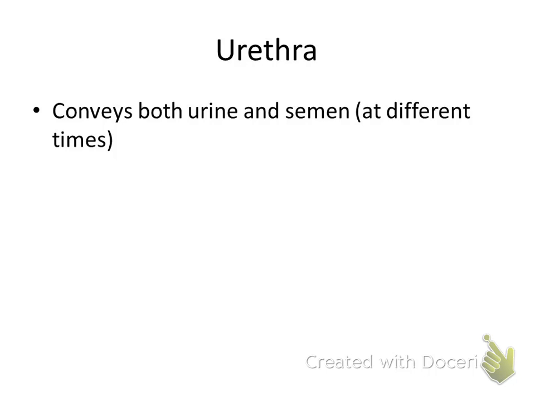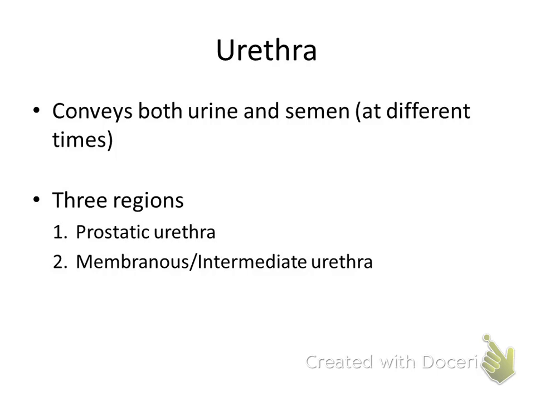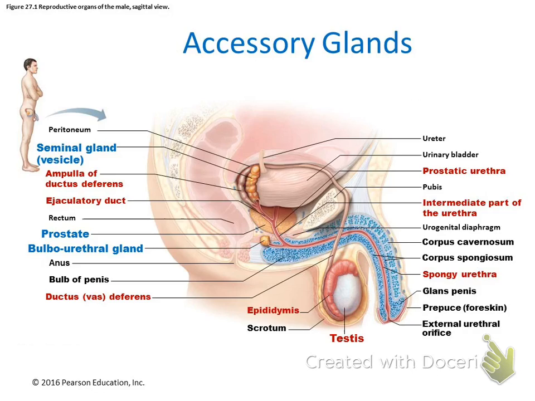You also already know the 3 regions of it. So which region do they hit first? Prostatic, followed by membranous or intermediate, followed by spongy. That's exactly right. So that's it for the tubes. Moving on to the glands.